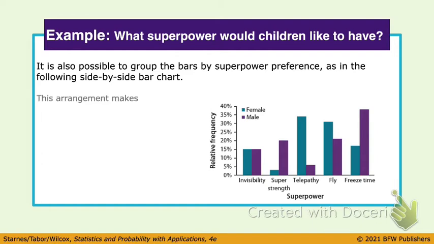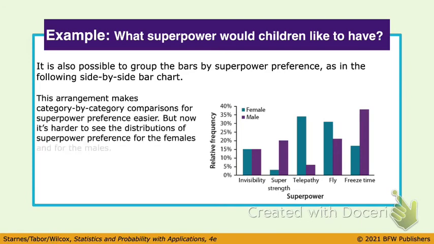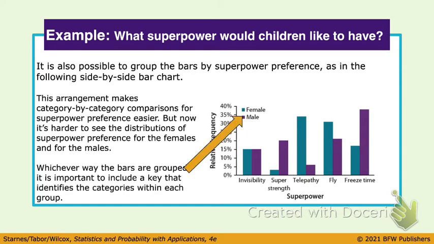It's also possible that we could do each superpower together and then color code for the males and the females. And so on this one, we've kind of rearranged the way that the data is displayed, but we still have a color-coded key that tells us which one is which, males versus females. So one thing I want you to make sure you notate or pay attention to is, however you have it, make sure you include a key that tells which one is which, especially when you've got two different variables going on. We had gender and we had which superpower. Make sure we know which one is which.